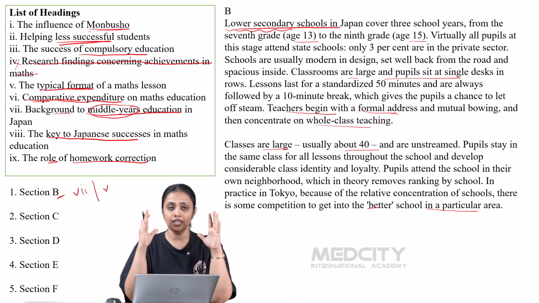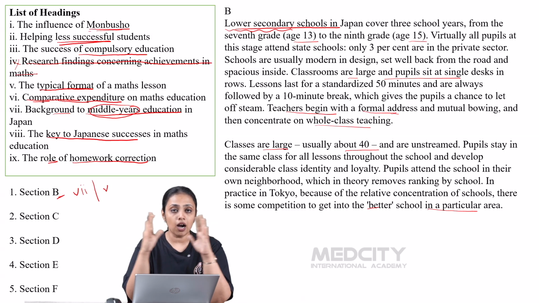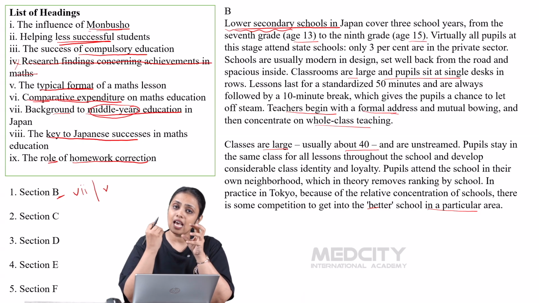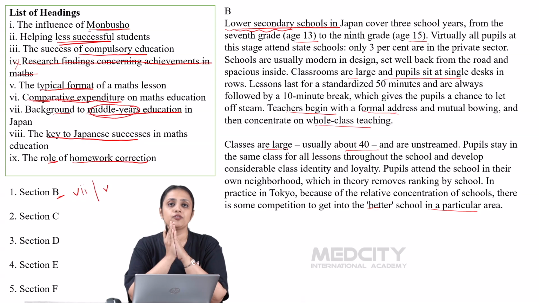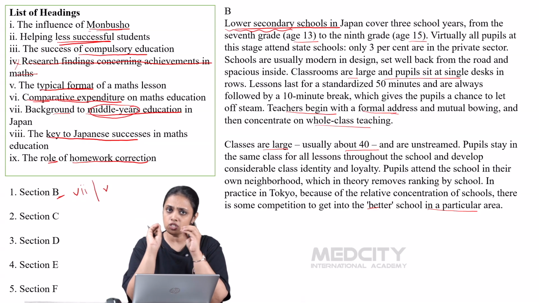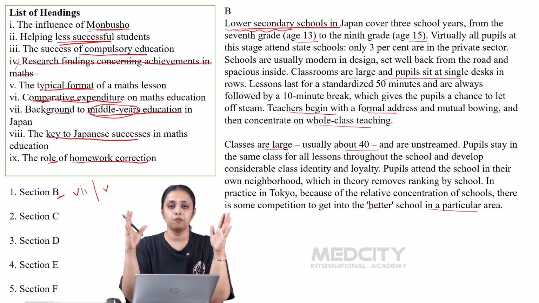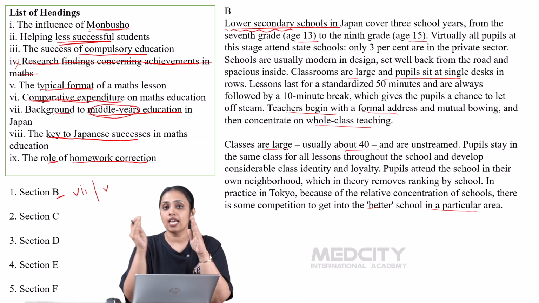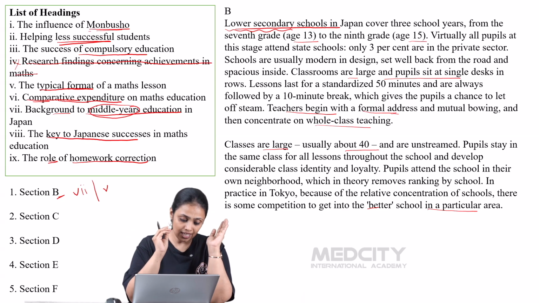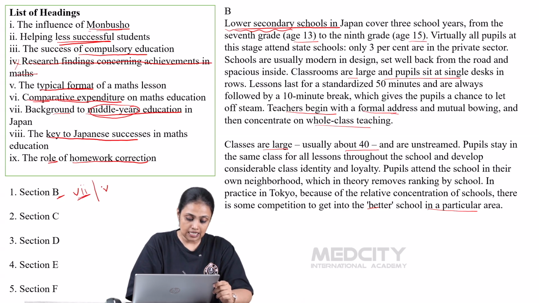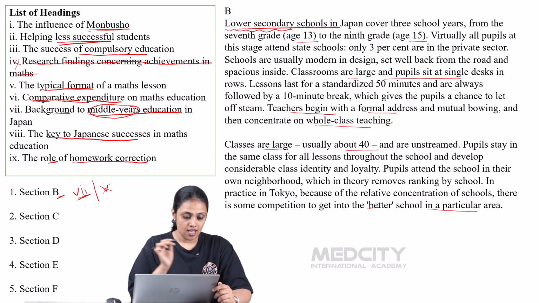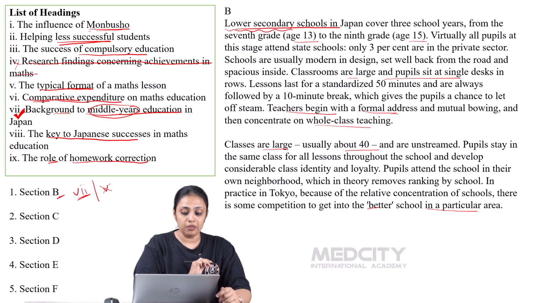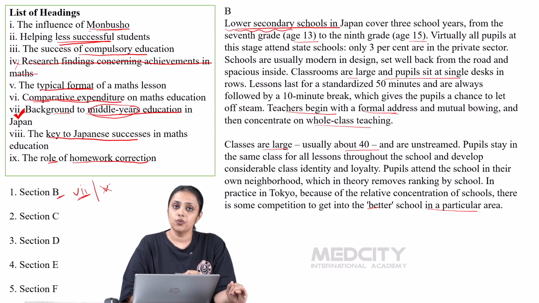No. When you look at it from a wider perspective, it's talking about this lower secondary school education system in Japan. And inside that, one aspect they have just mentioned is the overall format of the class, not in detail, but they have just made a reference to it. So we have to always look at the broader perspective, because we are choosing a heading and we are not matching information. For that reason, we can conclude that 7 is the right answer. So we are choosing background to middle years education in Japan as the right answer.